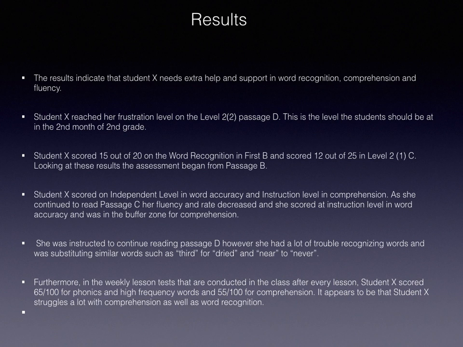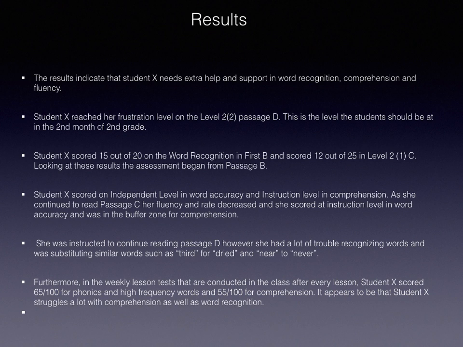The results from the previously mentioned assessment indicate that student X does need extra help in supporting word recognition, comprehension, and fluency. The way these results were calculated was through the reading of passages that come with the informal reading assessment. She reached her frustration level on level 2, passage D. This is a level where students usually are in the second month of second grade. Student X is in second grade, but she is far along second month. So it's a little alarming that she is reaching her frustration level already.